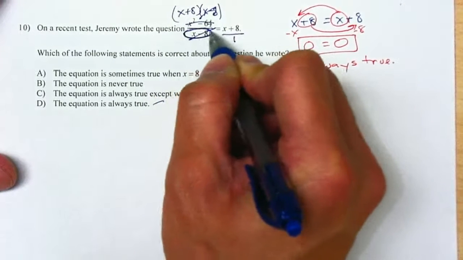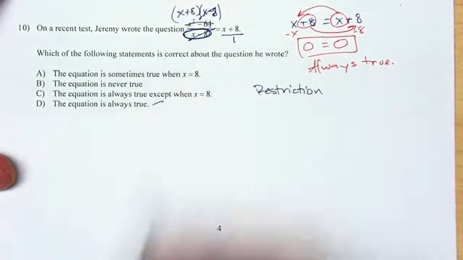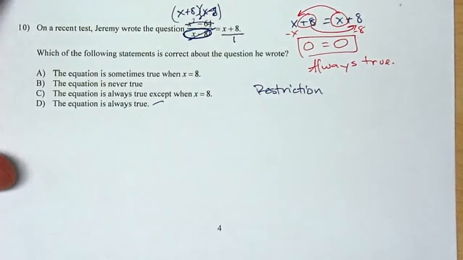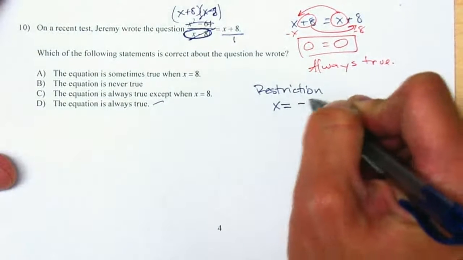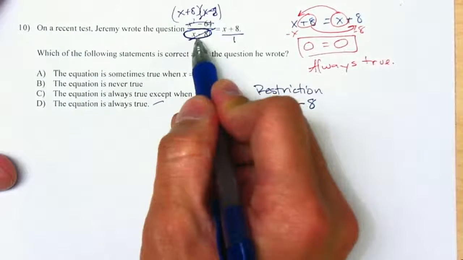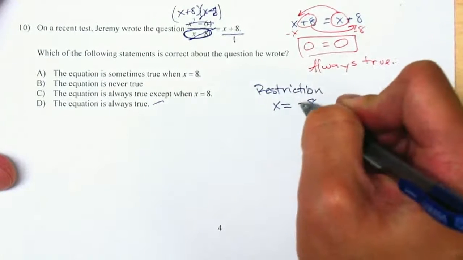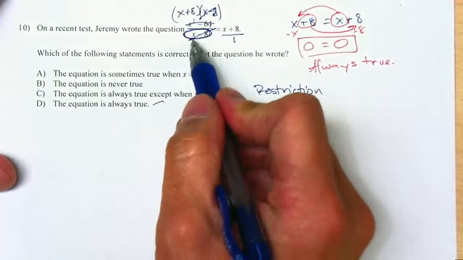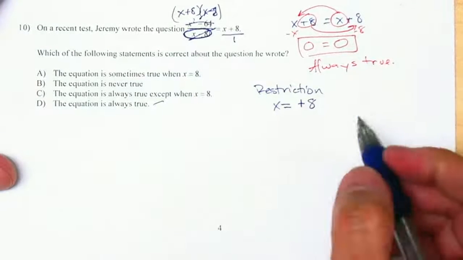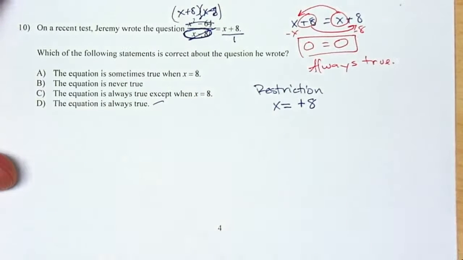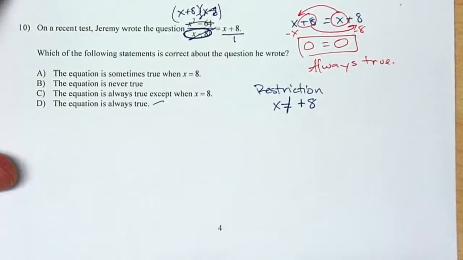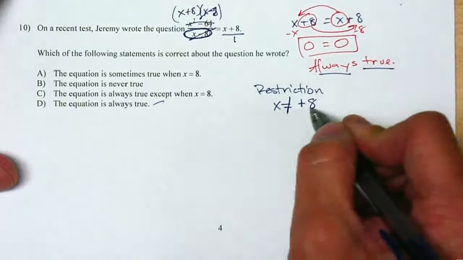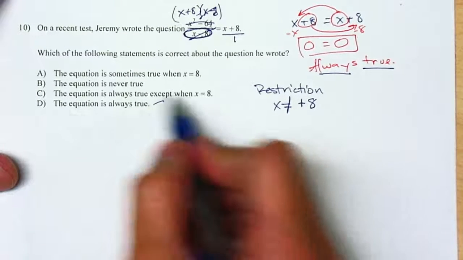So I have to think, is there any possible way that this x minus 8 could become a 0? And there is. If I said x is equal to negative 8, oh, this is wrong, positive 8, I know positive 8 minus 8 is 0. And I can't have a 0 in the denominator. It's not possible. So this is a restriction. We say x is not equal to that. So it must be always true except when x is 8, which we see is letter C.